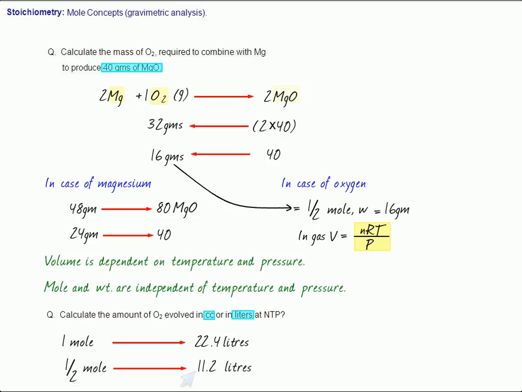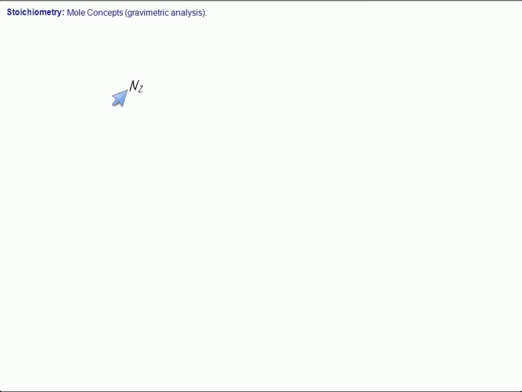Now another problem of this kind, this is involving ammonia. Here it is written that in order to produce ammonia, we all know nitrogen and hydrogen should combine in a definite molar ratio, which comes out to be 1:3.